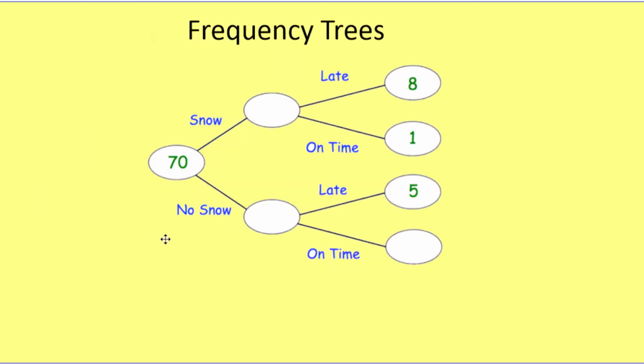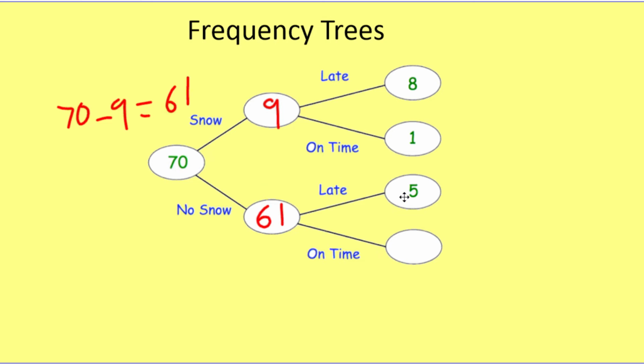So frequency trees. What we need to remember about frequency trees is that the two offshoots of each number have to add up to make the number before. So we don't know what's going to go here because these two numbers have to make 70. So let's take a step further on. So 8 and 1, these two add together to make this number here, 9. 5, we still can't figure that one out. So now we know that's 9. We can work out that this is going to be 70 take away 9, which is 61. So here we've got 61.